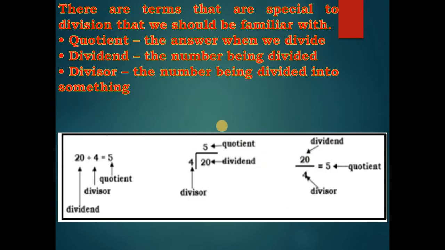Tingnan natin. Okay, so bago yun, there are terms that are special to division that we should be familiar with. Okay, una, yung quotient. The answer when we divide. So kung kanina, yung result ng multiplication is product, dito naman, ang result ng division is quotient. Now, dividend, the number being divided. Now, sa divisor naman, the number being divided into something. Okay, so ito yung mga halimbawa ng different forms of division. Ayan, yung kagaya ng elementary kayo. Ito yung ginagamit natin.